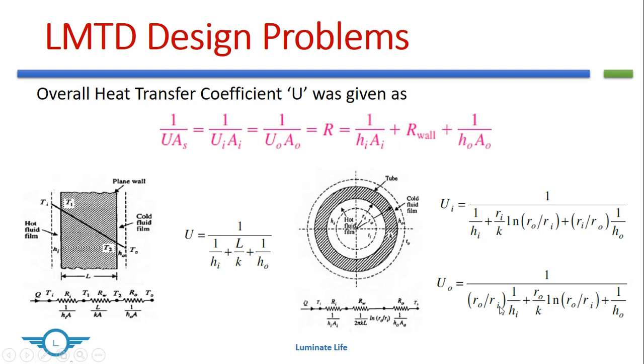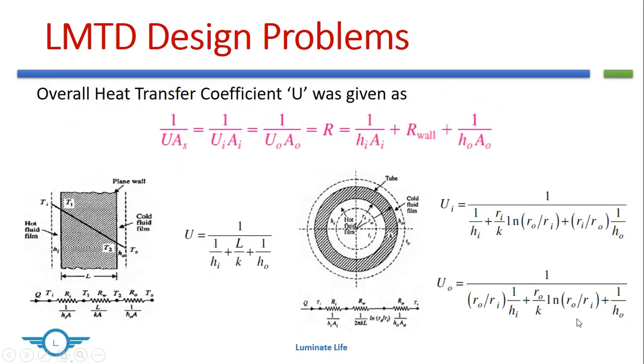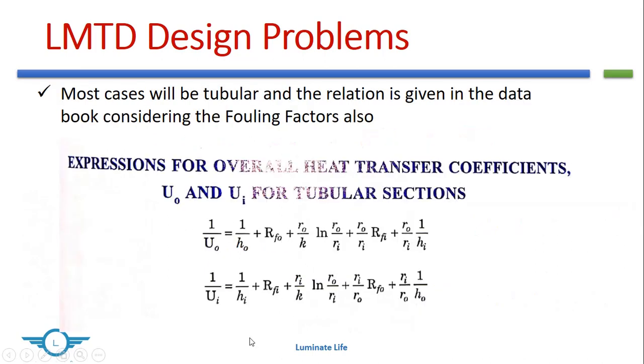Now don't worry by seeing this equation, oh, how will I memorize this equation. This equation is given in your data book, so you need not learn it by heart. Now most of our heat transfer equipments will be tubular in nature, so we will be dealing with this overall heat transfer coefficient Ui and U0, and these equations are already given in your data book. Additionally, two terms are also introduced in this, which are RFO and RFI, which are nothing but your fouling factors.